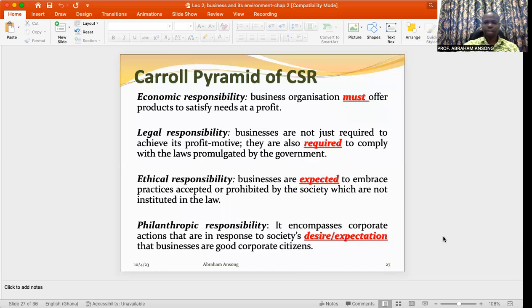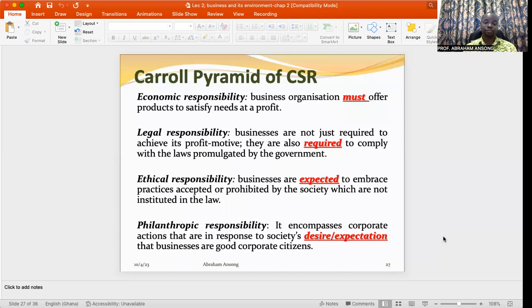All right. Then business moves to the next stage, which is known as the legal responsibility. So businesses are not just required to achieve their profit motive, they are also required to comply with the laws promulgated by the government. So in your quest to make some profit, to address some needs, you are also supposed to be doing that whilst respecting and obeying the laws and regulations that have been put in place by the government of the day.